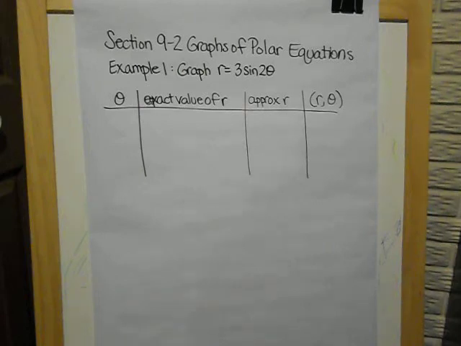Alright, well, this isn't exactly how I had planned on working on section 9.2, but here we go. Section 9.2 is on graphs of polar equations. And for our first example here, we're going to graph r equals 3 sine of 2 theta.